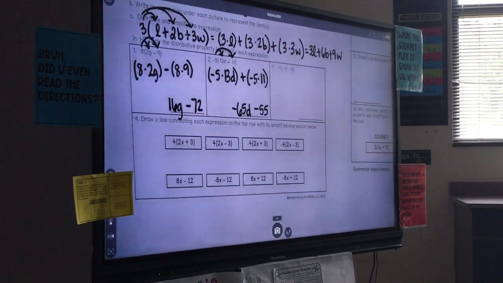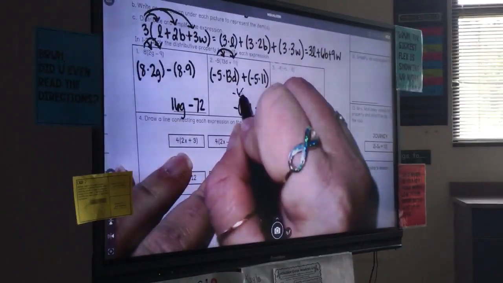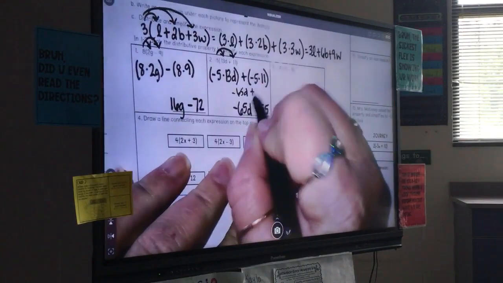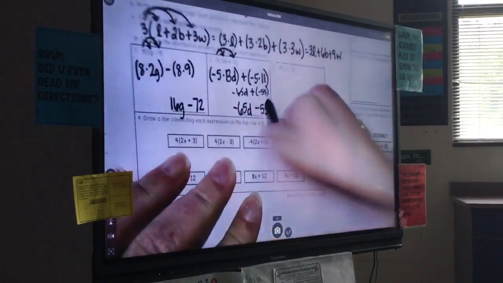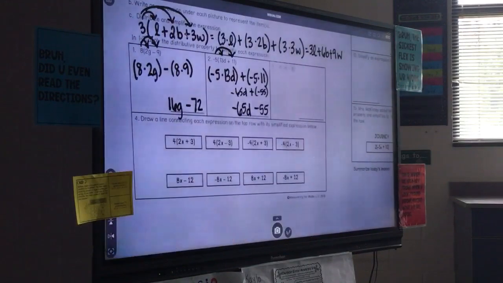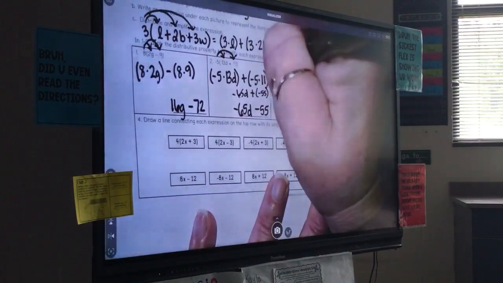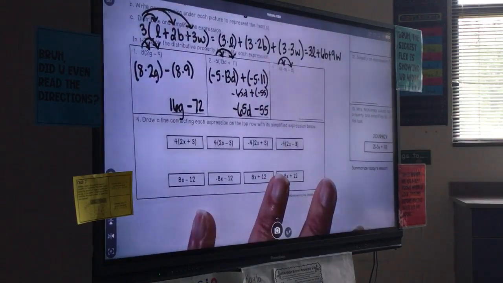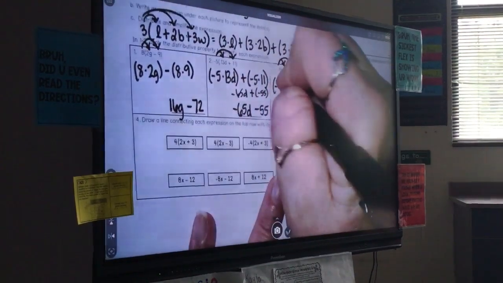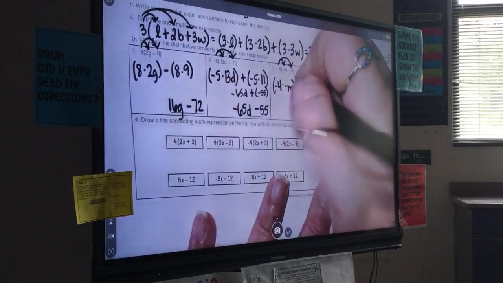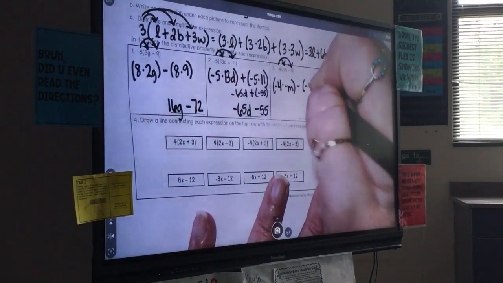If you wanted, you could write it as negative 65D plus negative 55. Okay? All right, the last one. You have -4 times -m and minus 8. So -4 times -m minus -4 times 8.